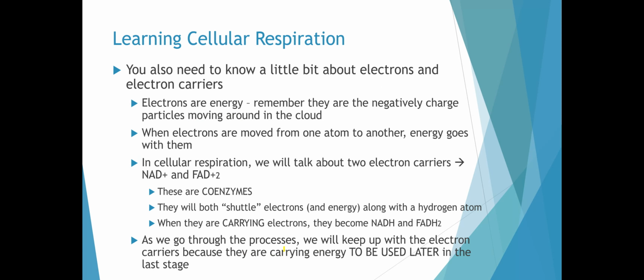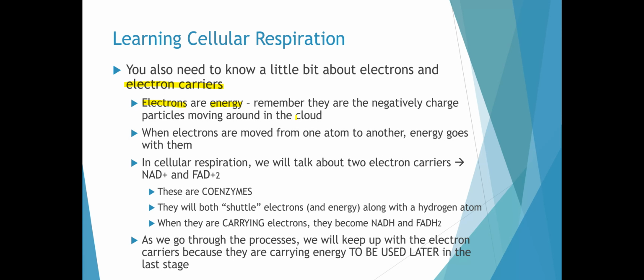So as we go through this, there's one other thing that I need to go over in order for this to make sense to you, okay? We do need to learn a little something about electron carriers, because as we go through the three processes, one of the things that we will be keeping track of are electron carriers. And so once again, it's very chemical, but I want to remind you that electrons are energy, okay? They are the negatively charged particles. They're moving around out in that cloud, and electrons have energy.